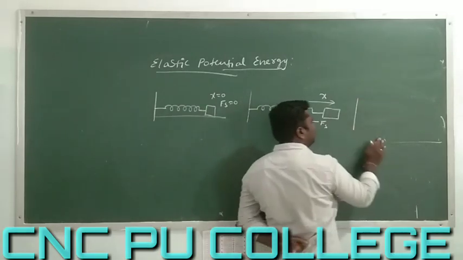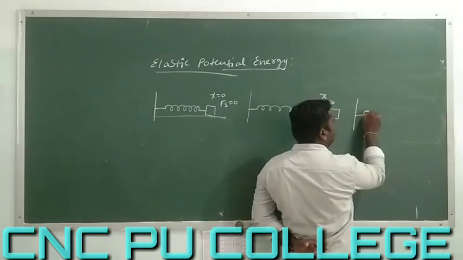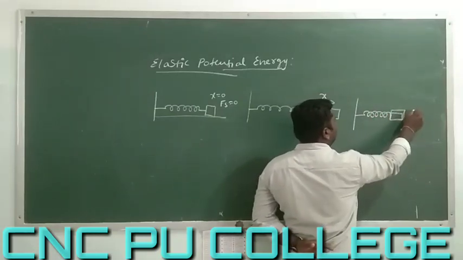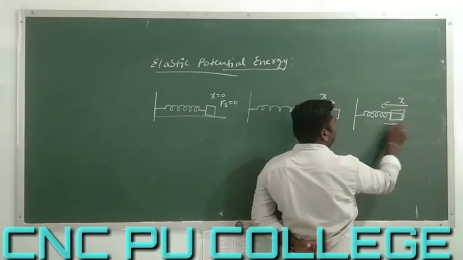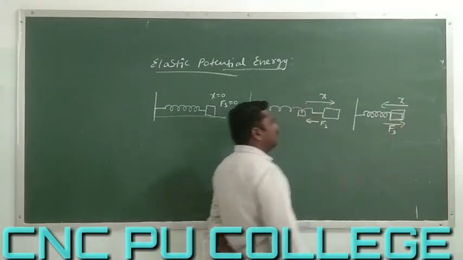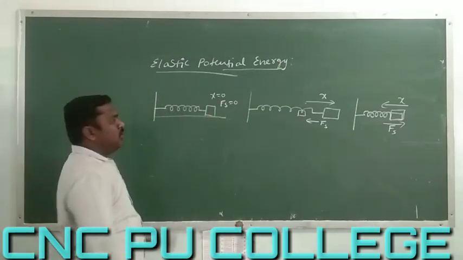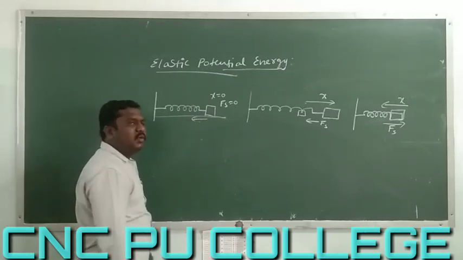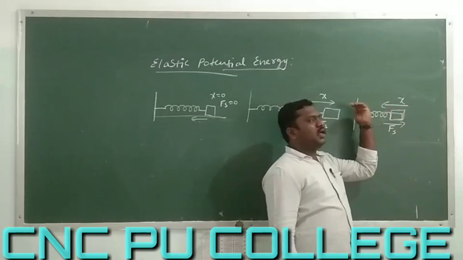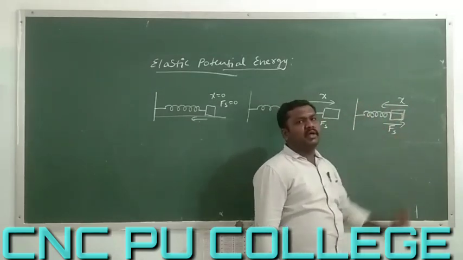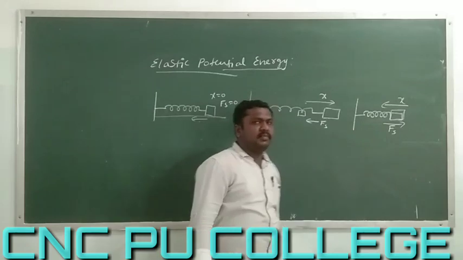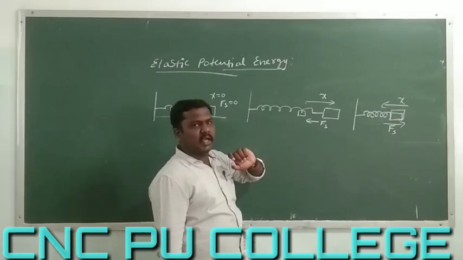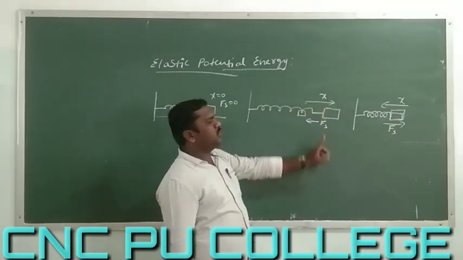The third case, compare the first and third diagrams. We are compressing the spring. That means again we are making some displacement from its mean position. So the displacement is in the backward direction, so the spring force is in the forward direction. By this we can see the spring force and the displacement are in opposite directions. And we know that if displacement is more, spring force is more.